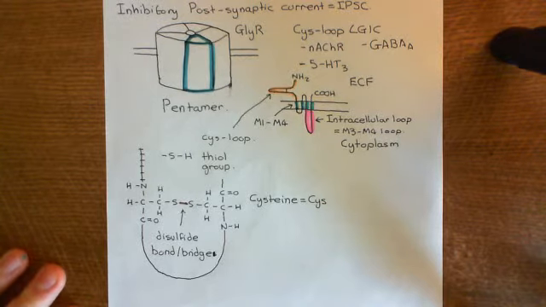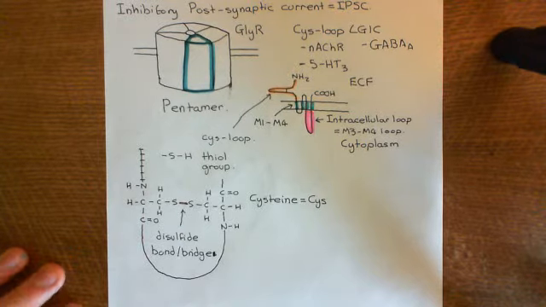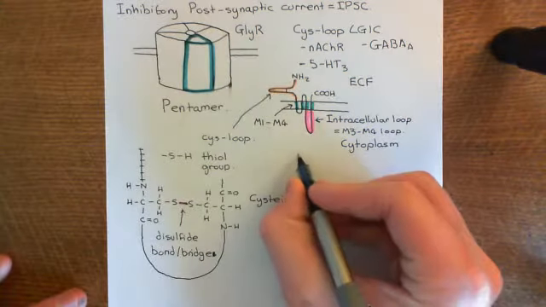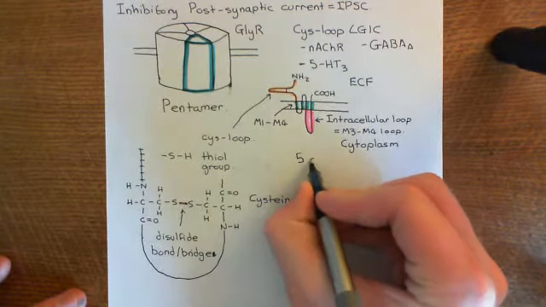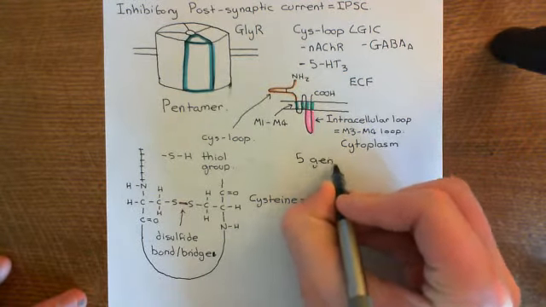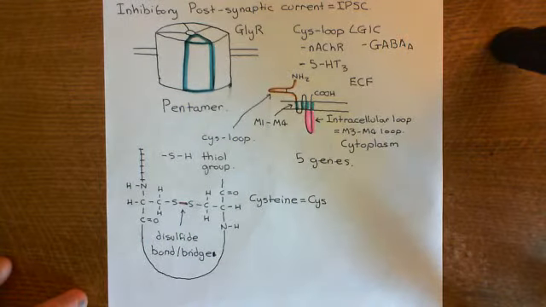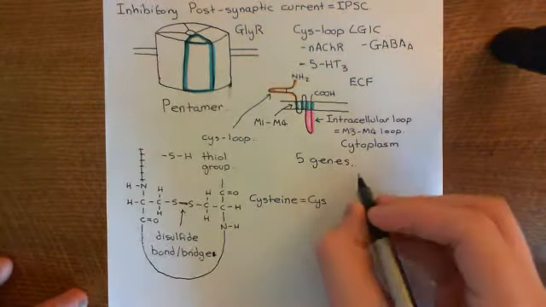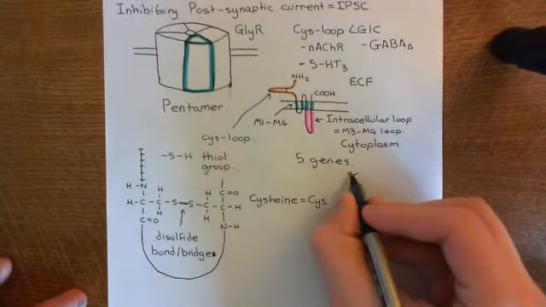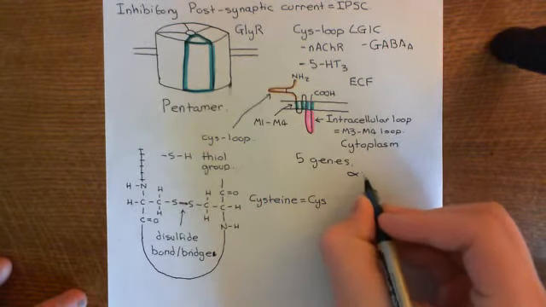So, I told you in the previous video that there is not just one gene that codes for the glycine receptor subunit. Instead, there are 5 genes which encode for the glycine receptor subunit. So you have 5 different subunits for the glycine receptor, okay? And these are grouped into, well, I suppose 2 families.